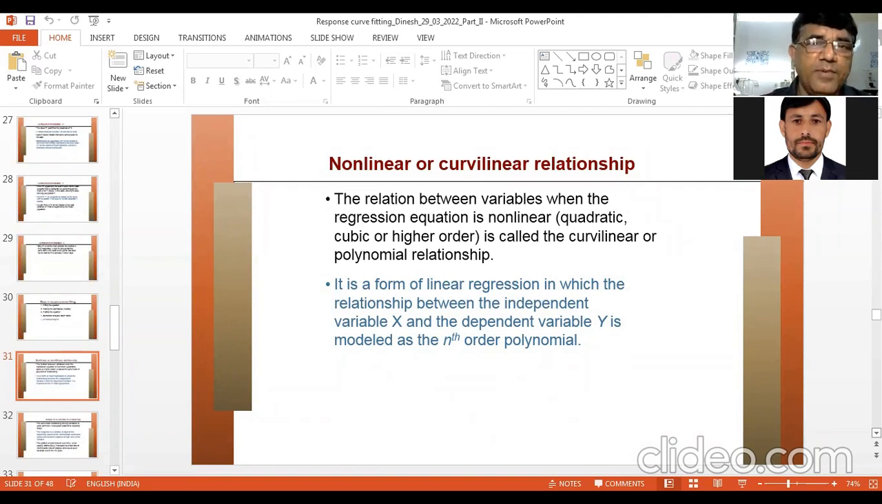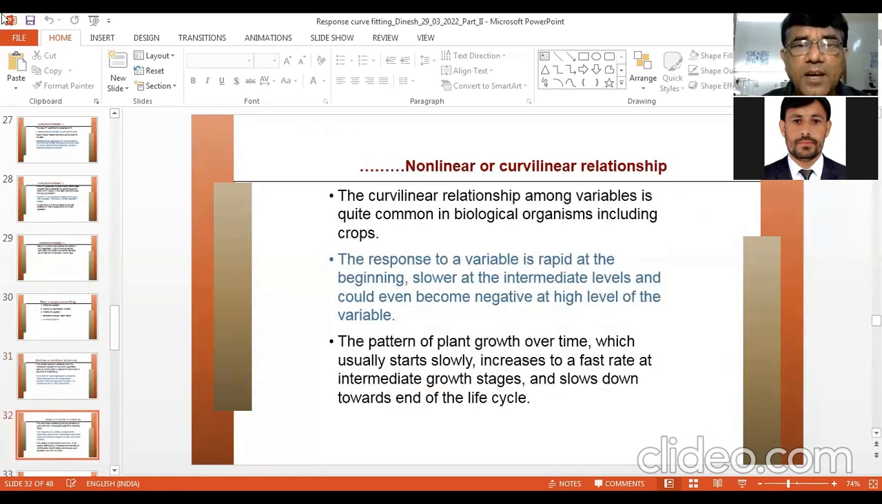We'll see it as curvilinear, like plant growth. I have explained the sigmoid curve to you. That is not a straight line. The curvilinear relationship among variables is quite common in biological organisms. The response to a variable is rapid at the beginning, as you have seen in the sigmoid curve, slower at the intermediate level, and could even become negative at high levels of the variable. Sometimes it may follow exactly the law of diminishing returns kind of pattern, which is non-linear or curvilinear.